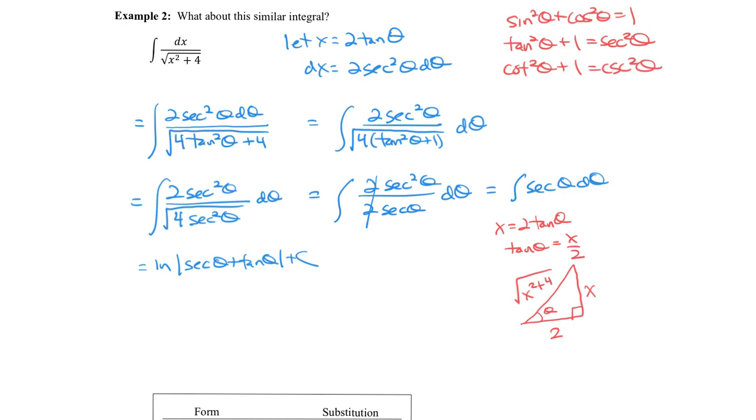So we can say, all right, the answer here is the natural log of the square root of x squared plus 4 over 2 plus tangent of theta, which is x over 2, plus c. And so this is the answer. And we did this with trig substitution, although I didn't really explain why we were doing it. I just wanted you to get a feel for it. Okay, so now let's look a little closer and see why this was chosen.